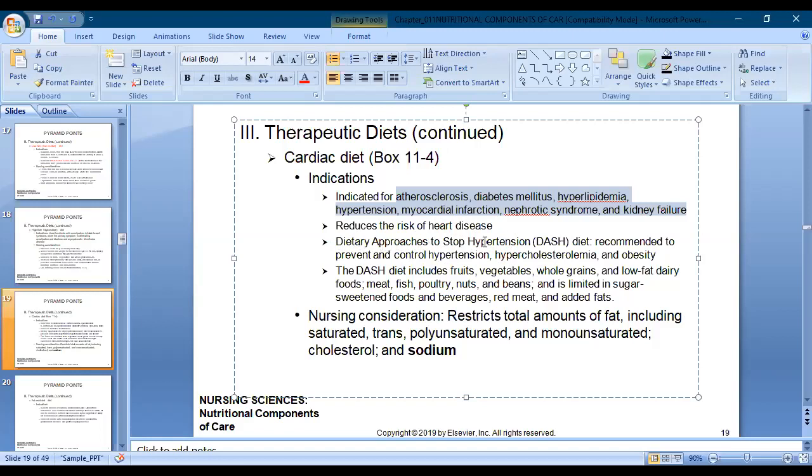Dietary approach to stop hypertension, shortly called the DASH diet, is recommended to prevent and control hypertension, hypercholesterolemia, and obesity. The DASH diet includes fruits, vegetables, grains, and low-fat food. My friend, I do not need to go through every word because you are smart enough to read at home. Nursing consideration: restrict the total amount of fat, including saturated, trans, polyunsaturated or monounsaturated fat, cholesterol, or sodium. But what I'm saying about this, I already said, is more than enough.